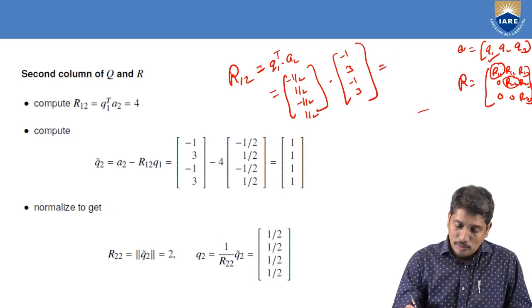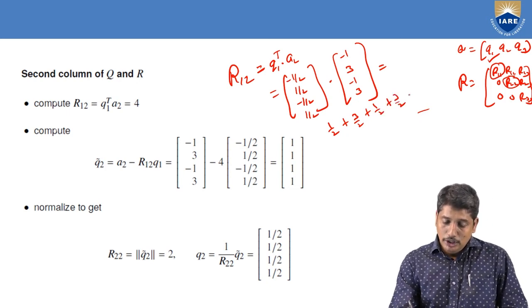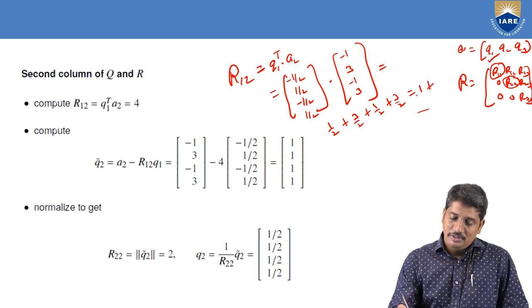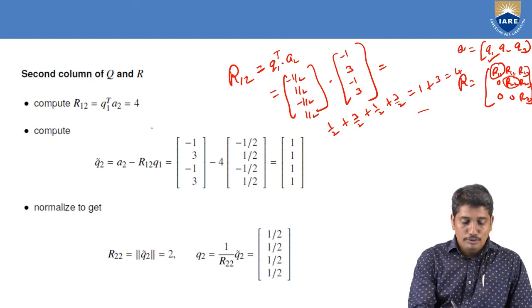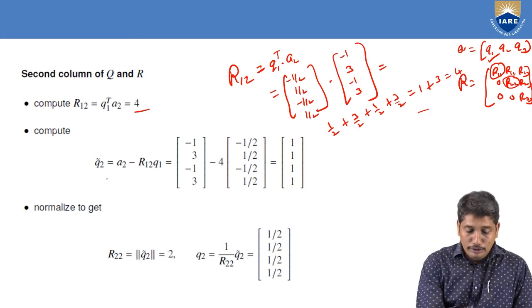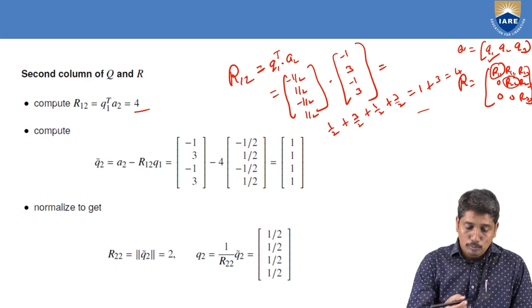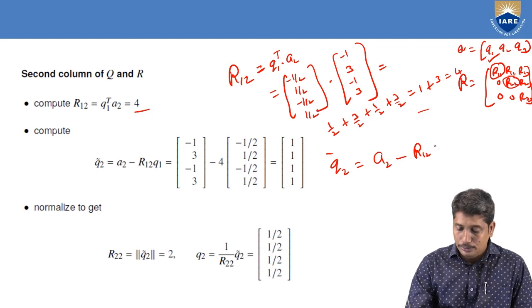You can observe that the dot product will result in 1 by 2 plus 3 by 2 plus 1 by 2 plus 3 by 2. And hence you get 1 by 2 plus 1 by 2, which is 1, and 3 by 2 plus 3 by 2, which is 6 by 2, that is 3, and hence 4. So R12 is 4. Now we are going to calculate the modified q2, or q2 bar, with the help of the formula a2 minus R12 times q1.